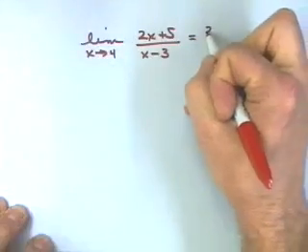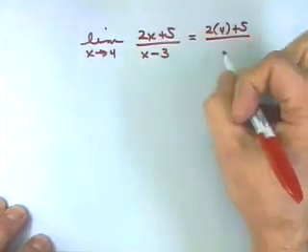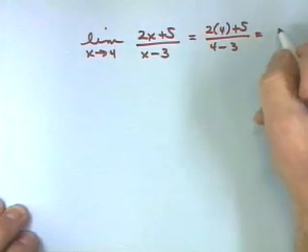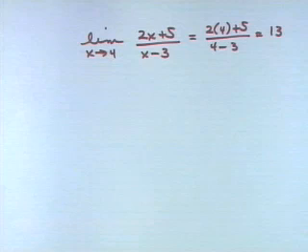So we should expect to get 2 times 4 plus 5, over 4 minus 3. What do we get there? 13. So it actually takes on that value. When x is 4, the y value from that function is 13. So as x is approaching 4 from either side, we would expect the y value to be approaching 13. So direct substitution is a nice little property if it's not a bad value.